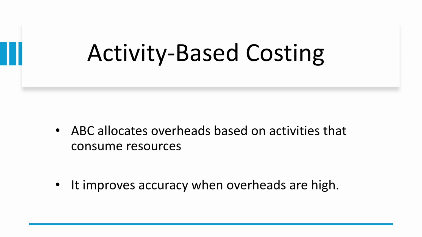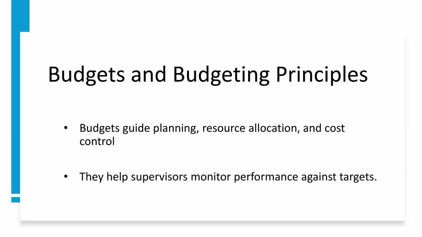After understanding costing methods, the next major area is budgeting. Let's begin. A budget is a financial plan that estimates income and expenses over a period. Supervisors use budgets to manage resources, plan production, and control costs.